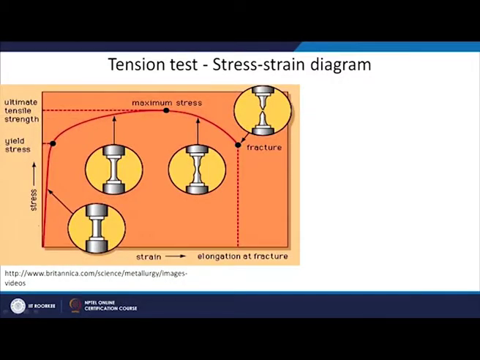So, this is what a typical tensile curve will look like. On the y axis you have stress, on the x axis you have strain. Strain is what you are imposing on the material and stress is the response of the material. You will have some linear part, which is where the elastic deformation is going to take place and Hooke's law will be obeyed. This we have already discussed.